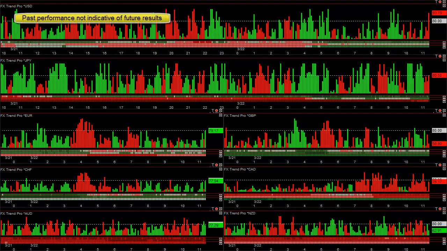This is our Forex blog for March 22nd, 2012. And like we do most days, we want to buy the strongest currencies versus the weak and sell the weakest versus the strong. We have the real-time strength or weakness of each currency on the top in histogram format, and then underneath that we have the daily, weekly, monthly trend.